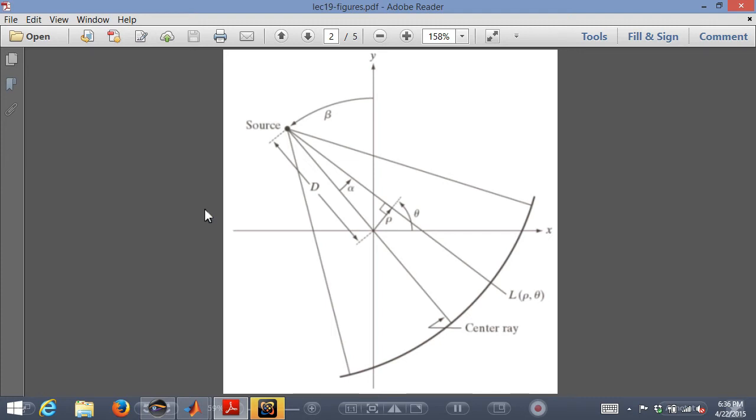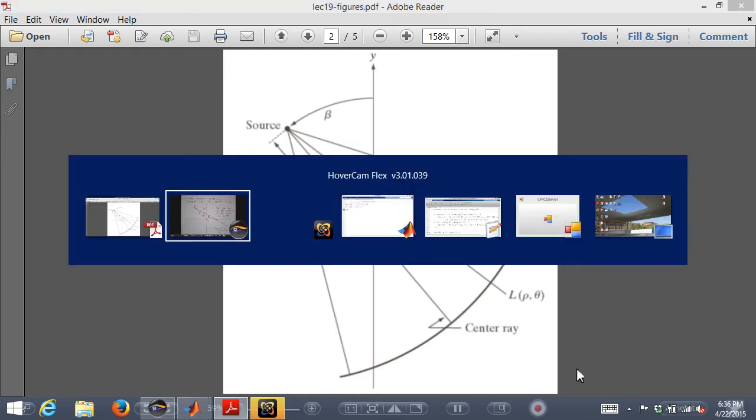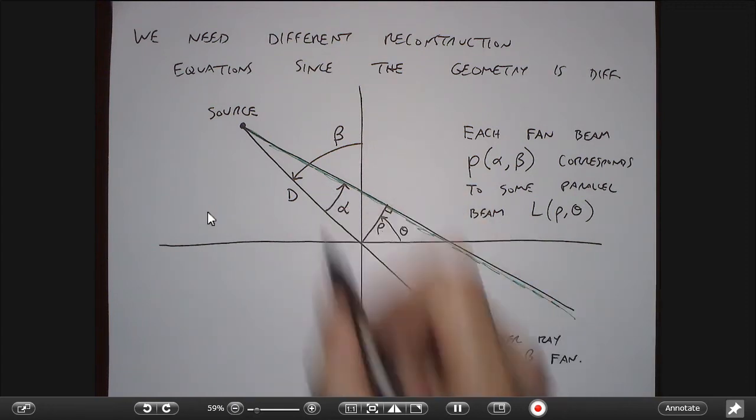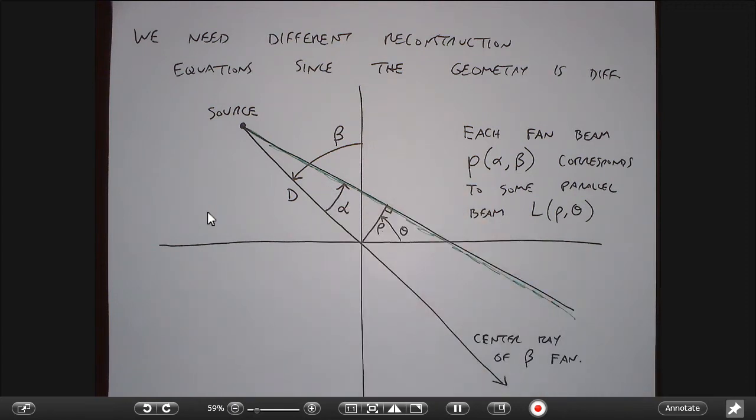Again, this is right from the book. So again, you can see that beta indexes how far I am going around the circle from the source. Alpha indexes the kind of beamlet in that fan, and then rho theta is what I used to use. Okay. So, how do I know how to convert rho theta to beta alpha?